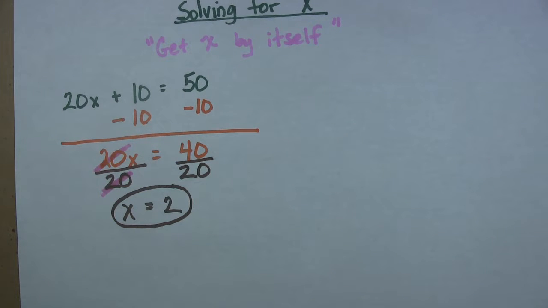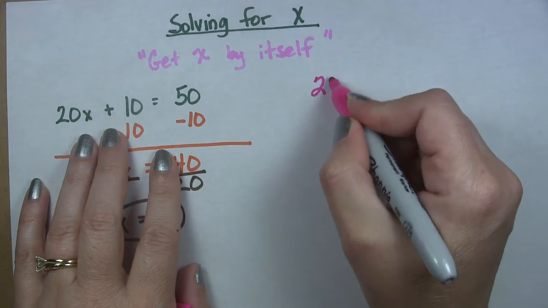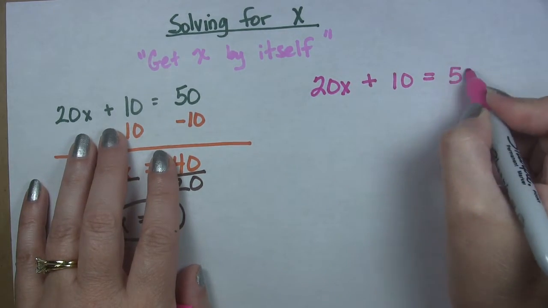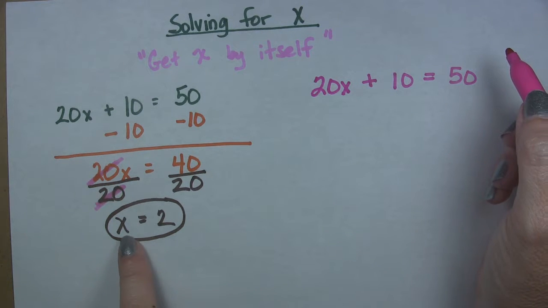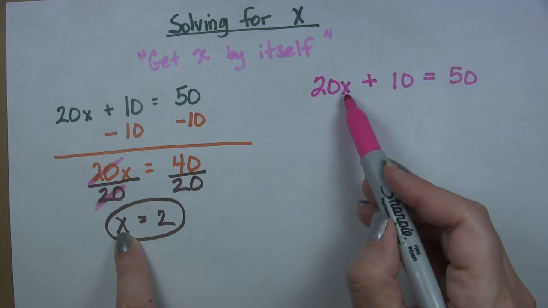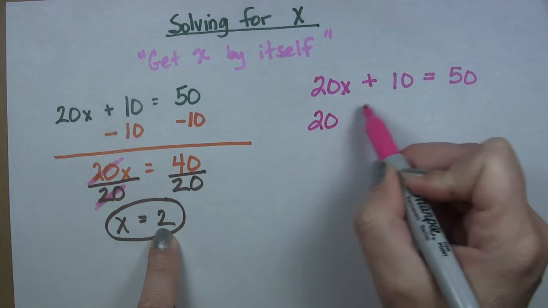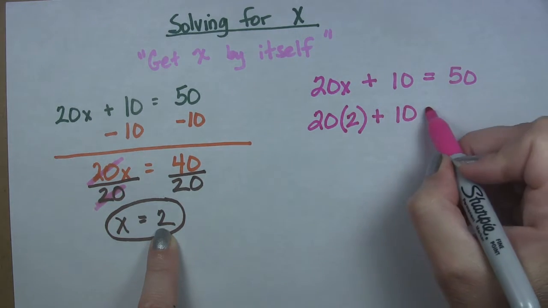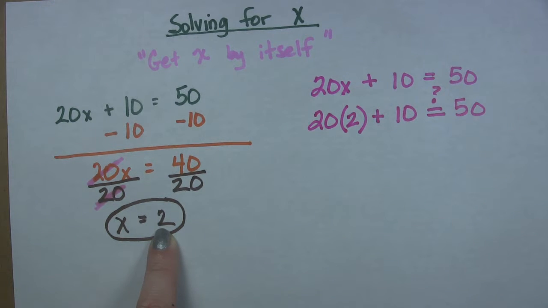Now, we can check to make sure that our answer is right. And here's how we would do that. We would rewrite our equation, 20x plus 10 equals 50, go all the way back to the very first one. And this time, rewrite it, but whenever you see x right here, you're going to put in the number 2. So this is going to be 20 times 2 plus 10. And you ask yourself, does that really equal 50?